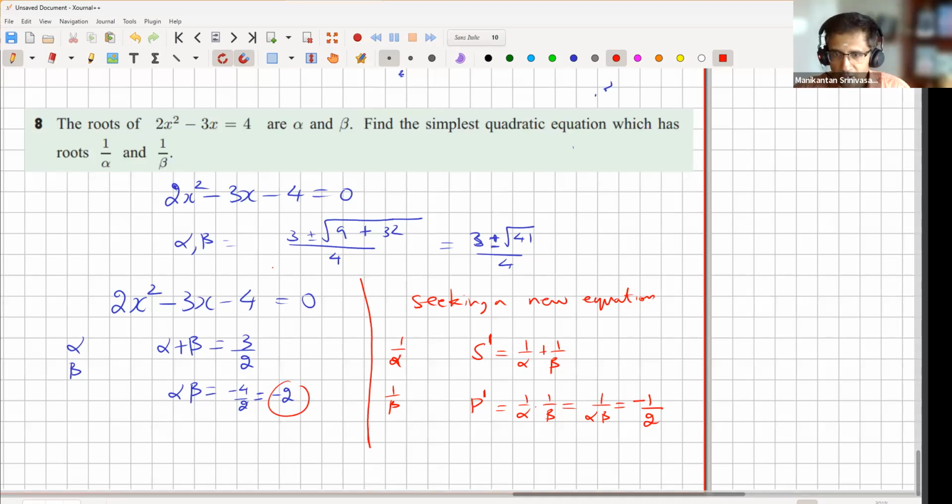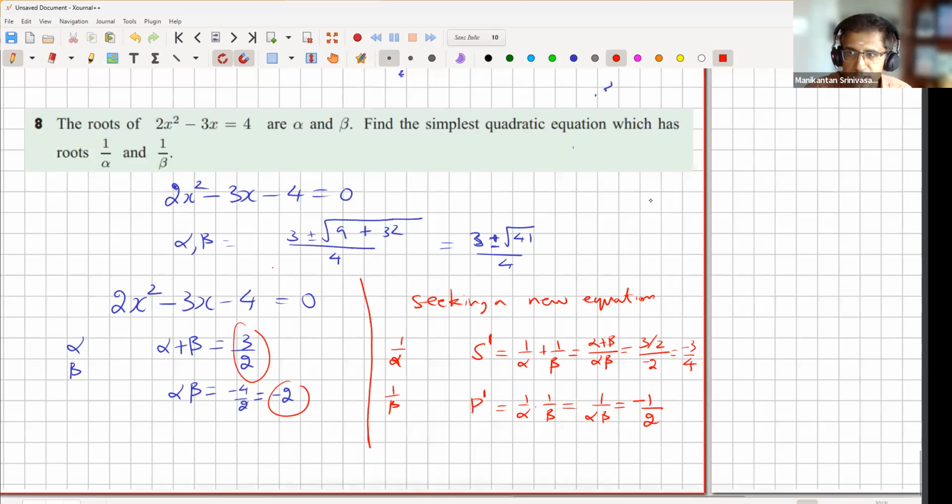The new sum can also be figured out. This is just alpha plus beta by alpha beta, or rather beta plus alpha by alpha beta. But alpha plus beta, I know from here, it's 3 by 2. So it's 3 by 2 upon minus 2, which is minus 3 by 4.